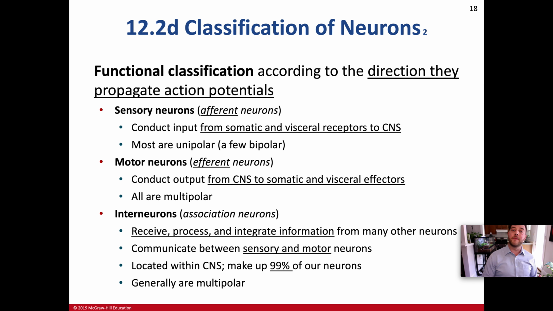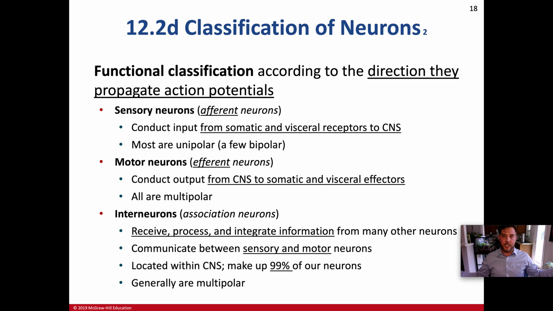We can classify them functionally according to the direction they propagate action potentials. So sensory neurons, we said that they are afferent. They are arriving towards the central nervous system. The sensory neurons conduct impulses from somatic and visceral receptors to the central nervous system, meaning your brain and your spinal cord. So they come from the periphery to the core. Most of those are going to be unipolar, and a few will be bipolar.